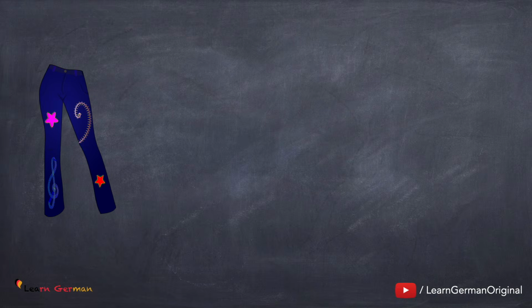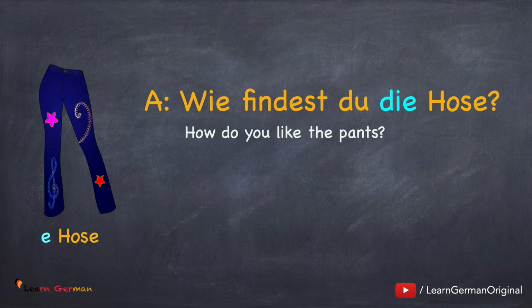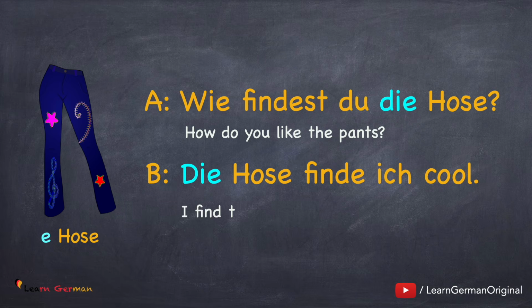Coming to the feminine accusative object. Wie findest du die Hose? Die Hose finde ich cool. So, when the accusative object is feminine, the article remains the same as in nominative. That is, die.